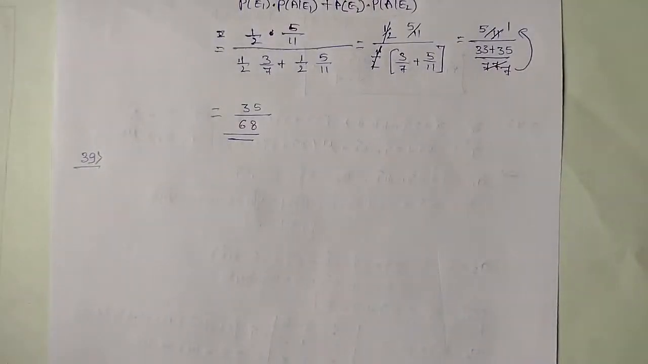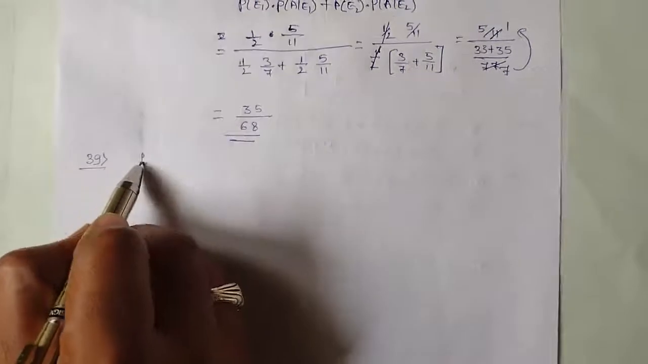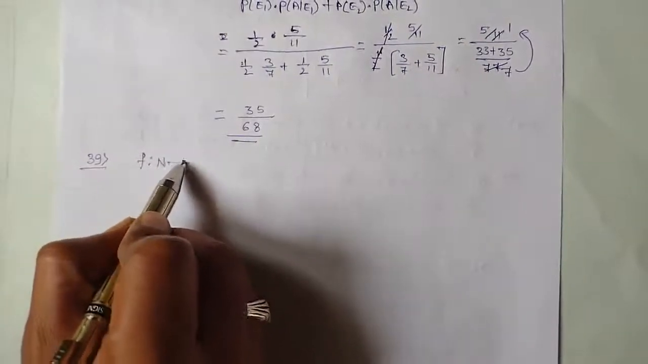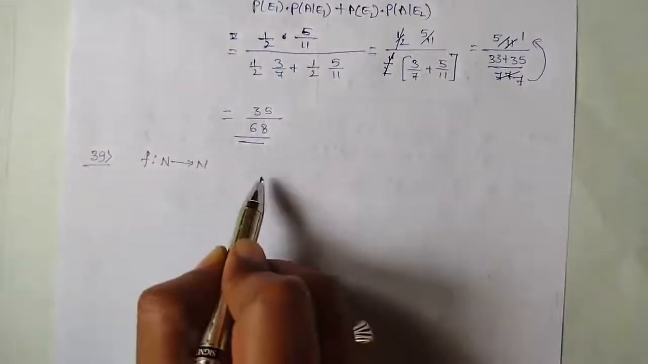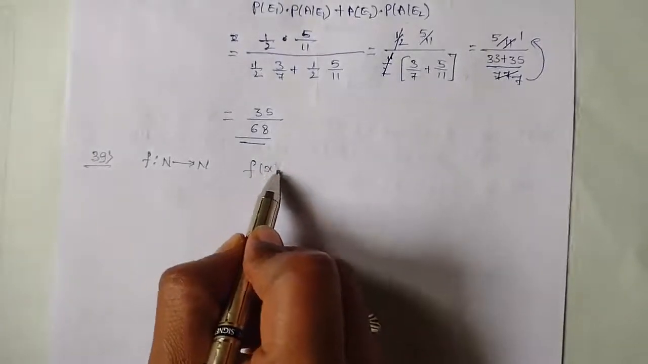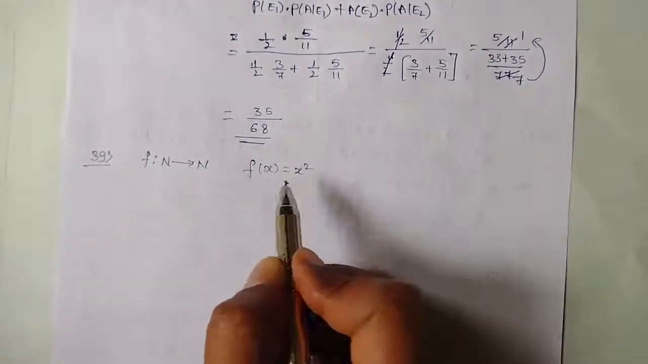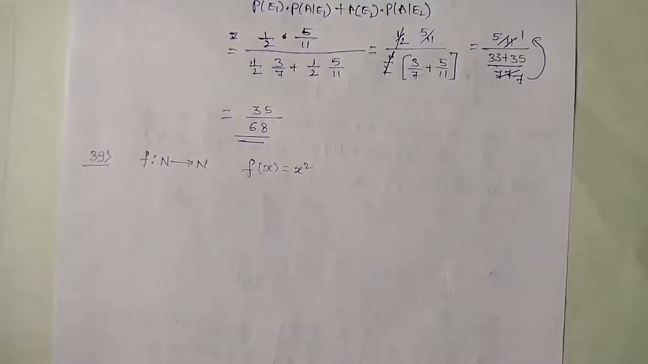Question number 39: if f from N to N is given by f of x is equal to x square, check whether f is one-one, onto and bijective, and justify your answer. This is the given question. How to prove one-one and onto functions is very simple.